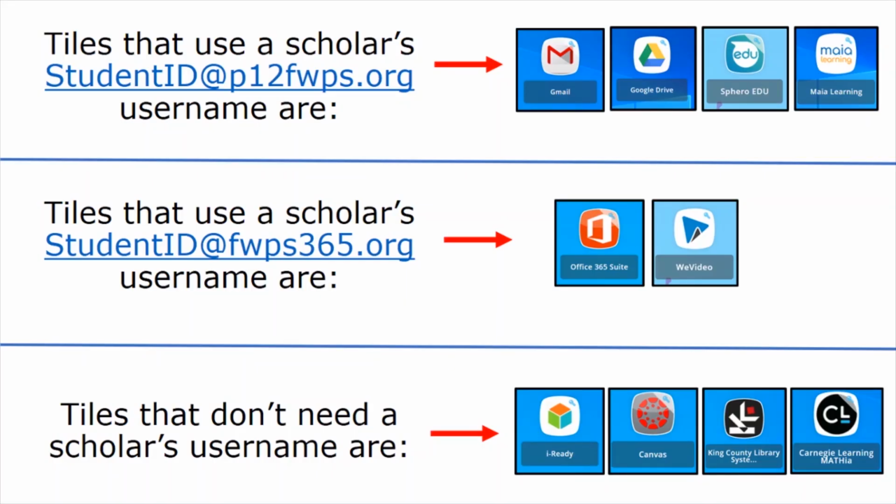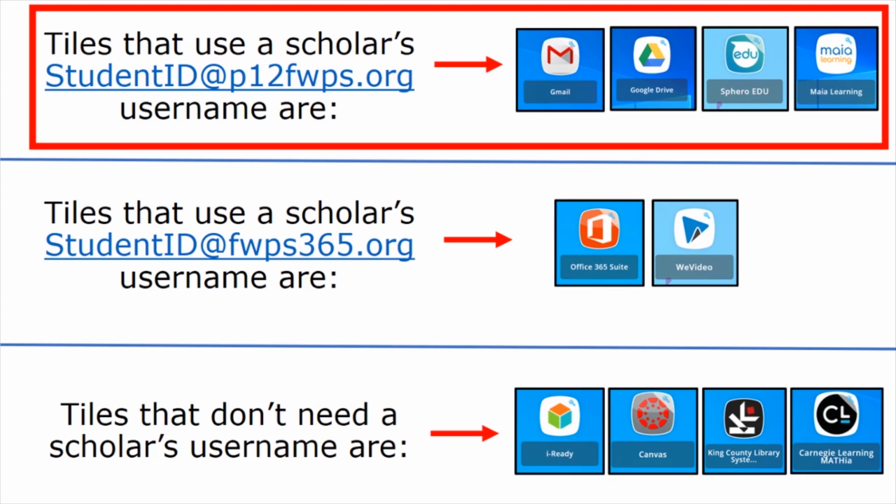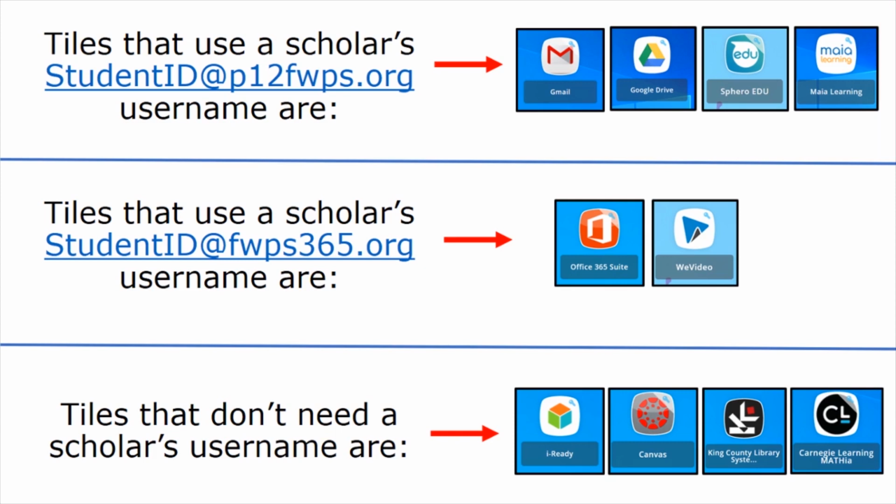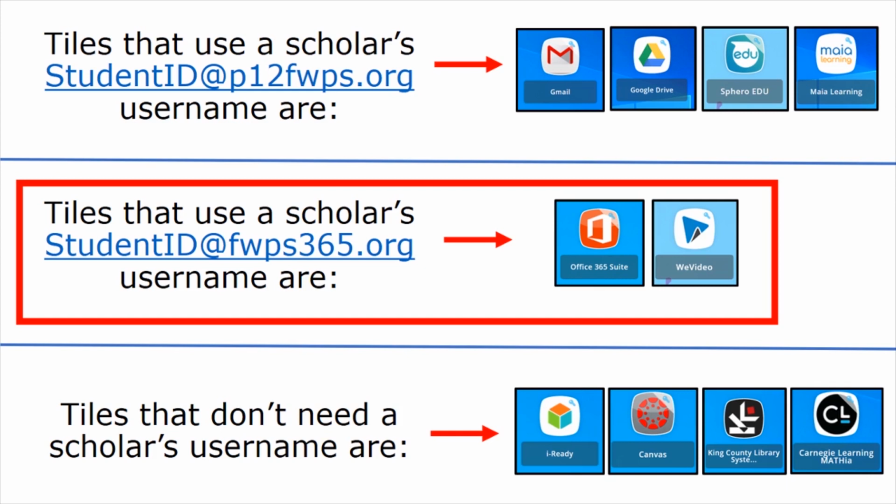Take a look at the following tiles and what emails or scholar accounts would be used to sign into each of them. For a scholar's p12fwps.org email, that would be used to sign into things like Gmail, Google Drive, Sphero EDU app, and Maya Learning. Scholars would use their fwps365.org email to sign into tiles such as Microsoft Office 365 and WeVideo.